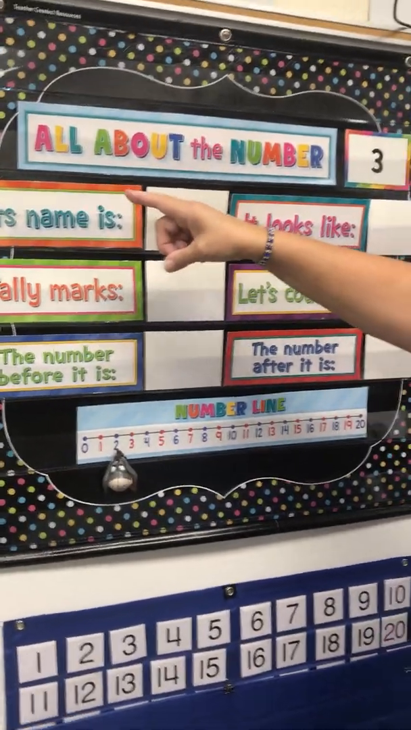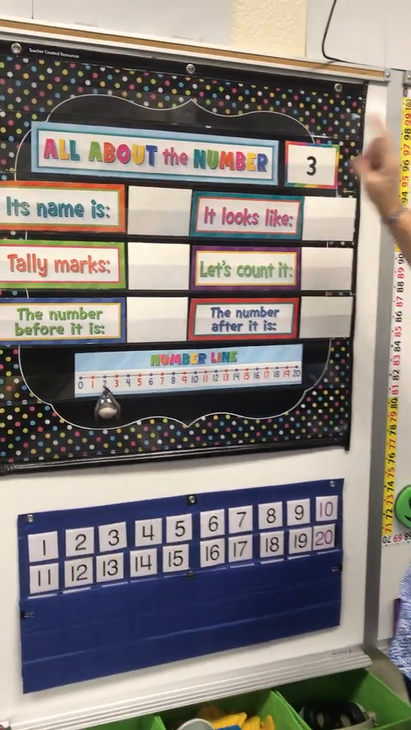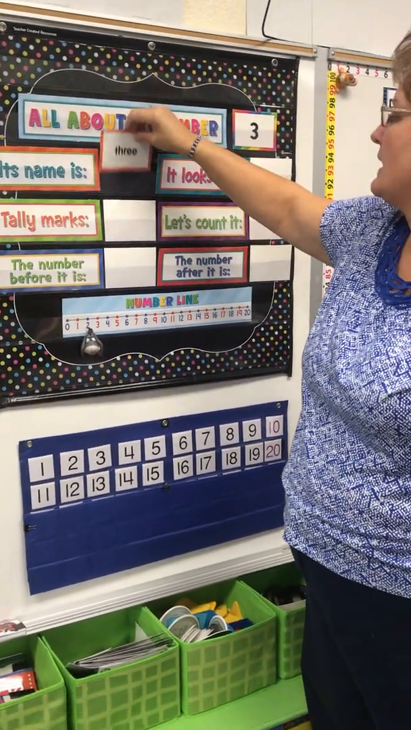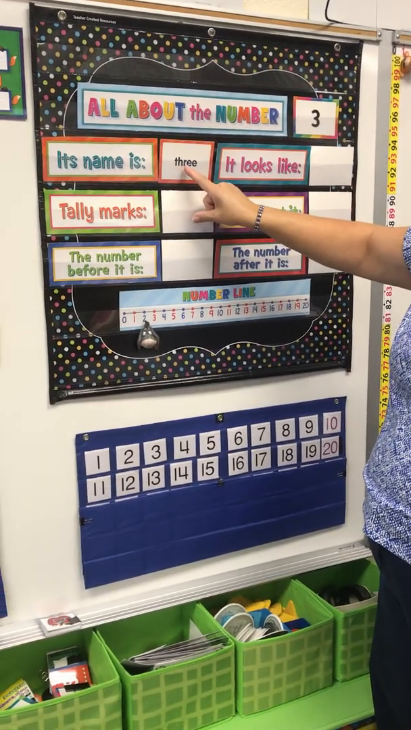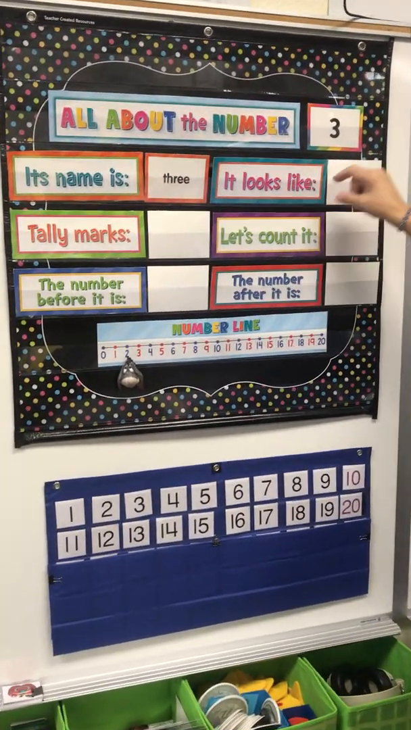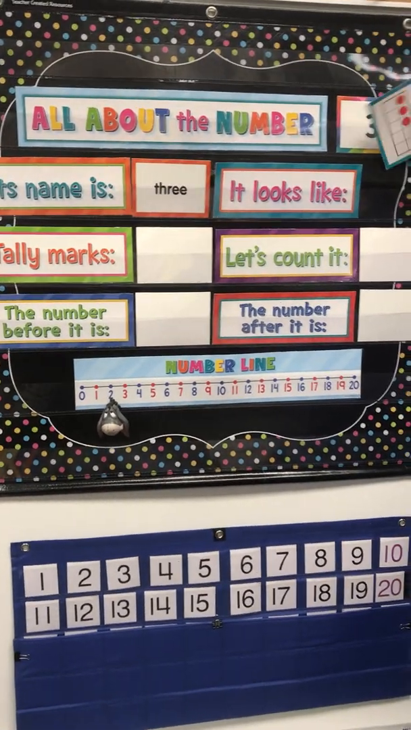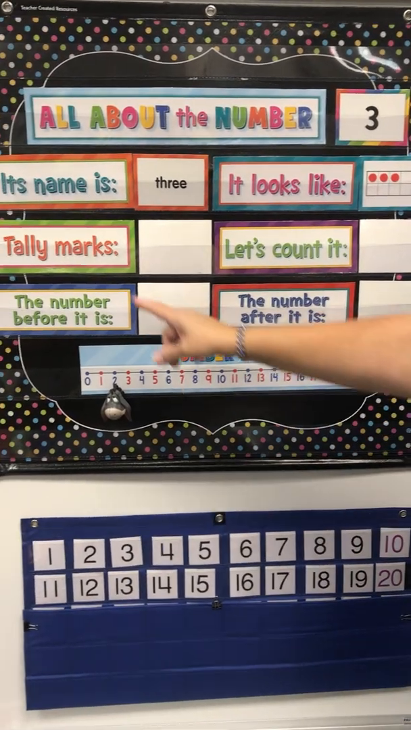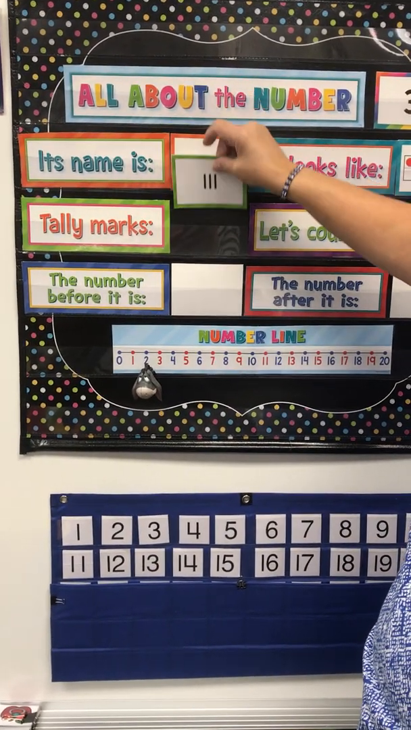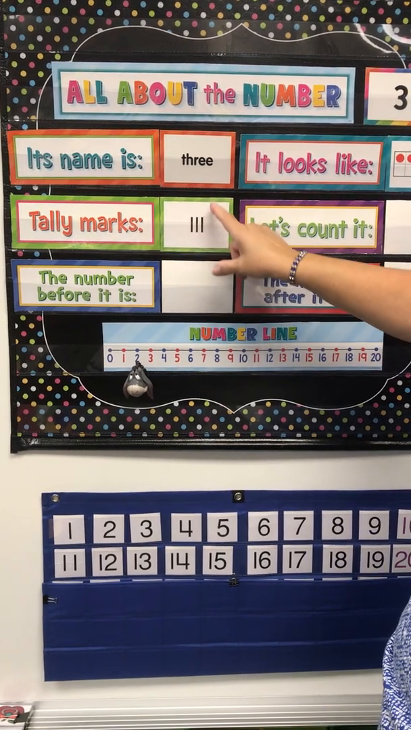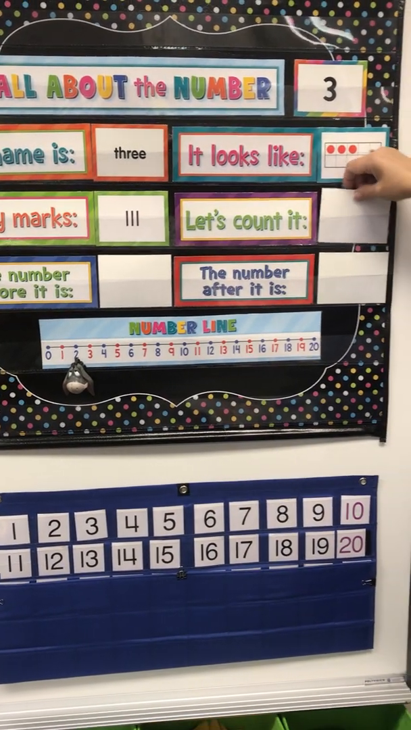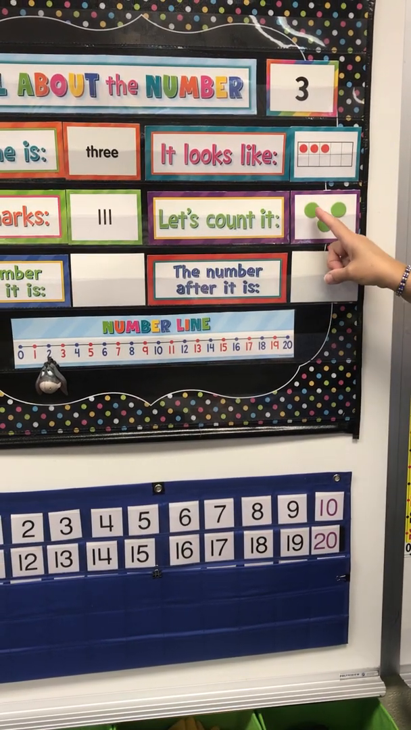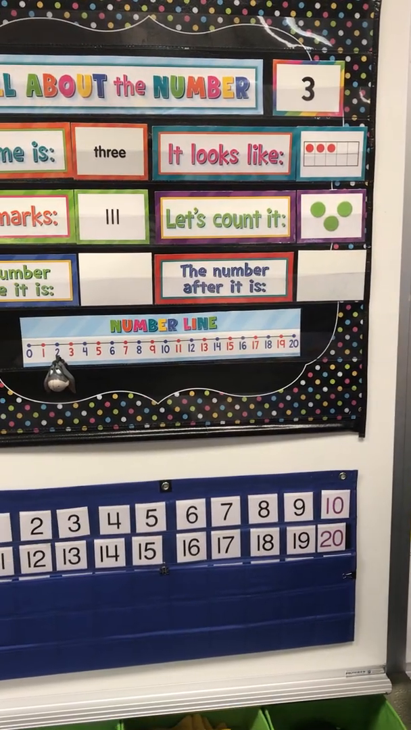All right, let's learn about our number. All about the number 3. Its name is 3, and we spell 3 T-H-R-E-E. It looks like, well, what does it look like in our 10 frame? In a 10 frame, it's 3 dots. When we make 3 tally marks, we have 1, 2, 3. Now let's count 3 shapes. And what shape is that? Those are all circles. 1, 2, 3.